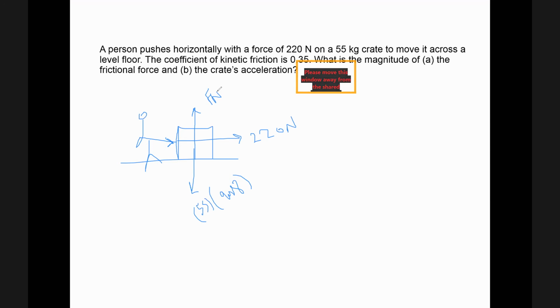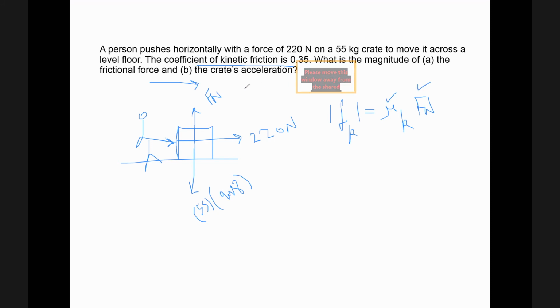The coefficient of kinetic friction is 0.35. He said pushes, which means it's in motion. And he says a man is pushing, that's why he gives you only the coefficient of kinetic friction, mu k. What is the magnitude of the frictional force and the crate's acceleration? He wants Fk magnitude, which is mu k Fn. The Fn here is mg, so I can find it. Mu k is given, 0.35, times Fn.